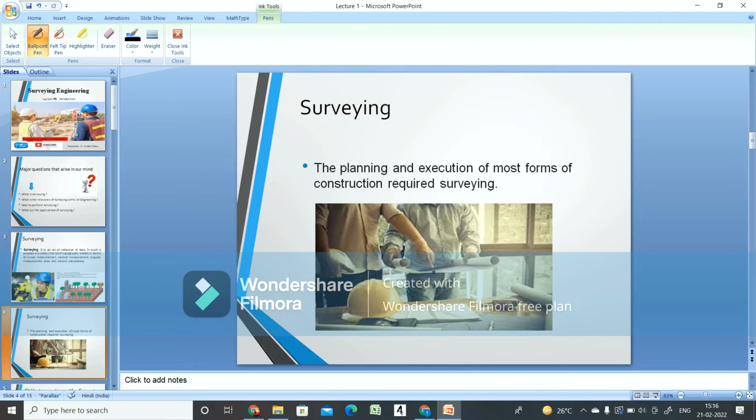As you can see here, planning and execution of most forms of construction basically require a survey. No construction project can be worked on unless a survey is first performed. So survey is a very important part here.